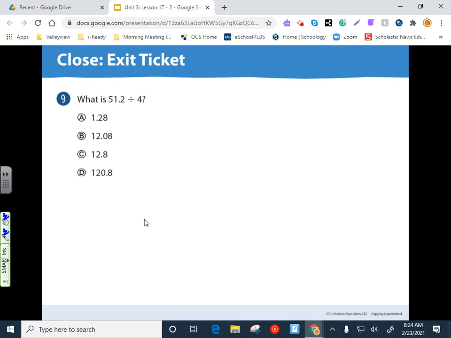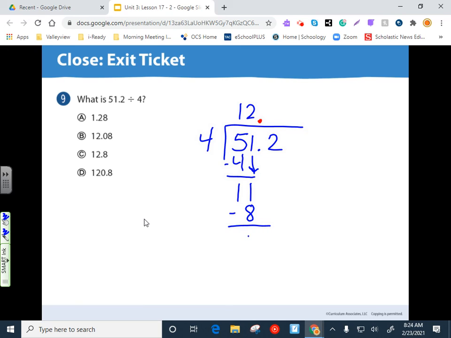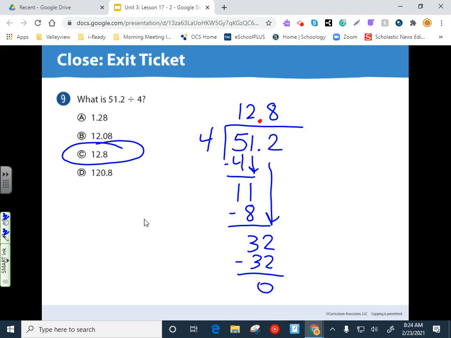So this one I'm going to set up traditionally. What's 51.2 divided by 4? Let's do 51.2 by 4. Now with these, when you're dividing a decimal, bring that decimal up first thing because that needs to count towards our quotient. And let's do this the regular way. 4 goes into 5 once. We subtract. We bring down our 1. 4 goes into 11 twice. 11 minus 8 is 3. Bring down your 2. And 4 times 8 gives us 32. And 12.8 is our answer for that one.